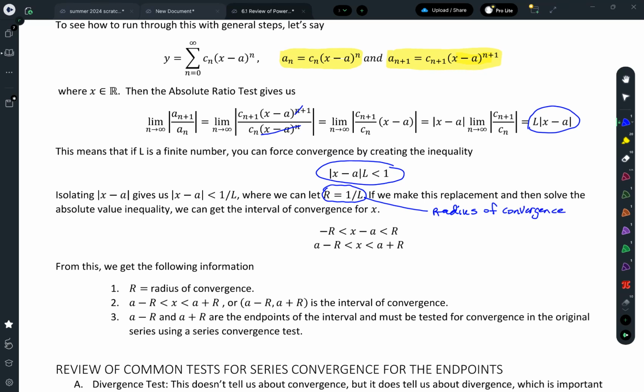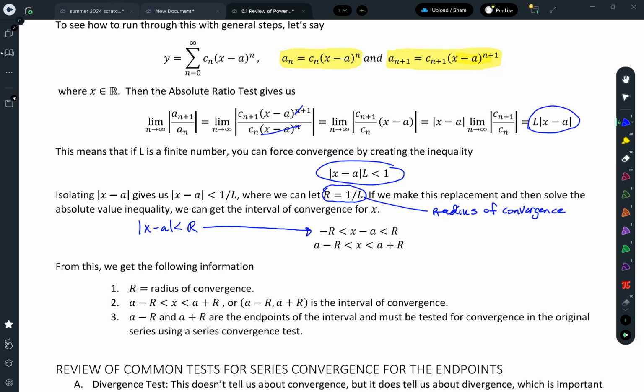And then if we solve the absolute value inequality, remember that if we start with an absolute value less than some number R, the interpretation of the absolute value being less than something is a compound inequality: minus R is less than x minus a is less than R. You better drop those absolute value bars once you make that change, okay?